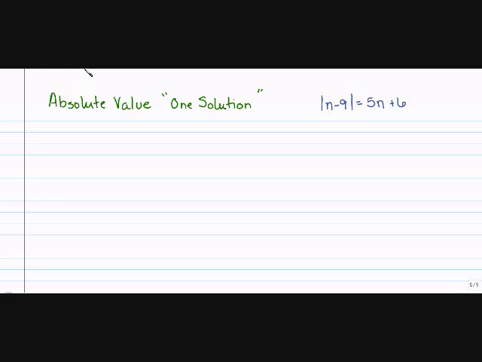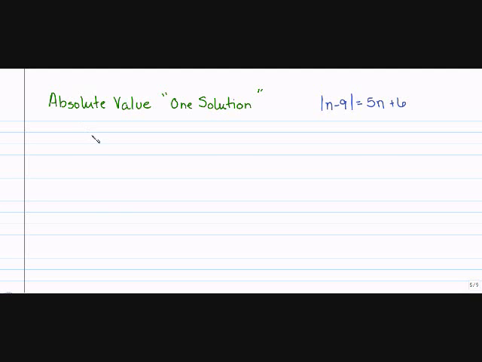Okay, here we have absolute value, where I'm going to show you what it looks like when you only have one solution in the solution set. If you saw the previous videos, you know that in this video there's something a little bit different in the problem. And that is, we have a variable here on one side, and on the other side we also have a variable. So not only am I going to show you about the one solution, but I'm also going to show you what to do when you have variables on both sides.